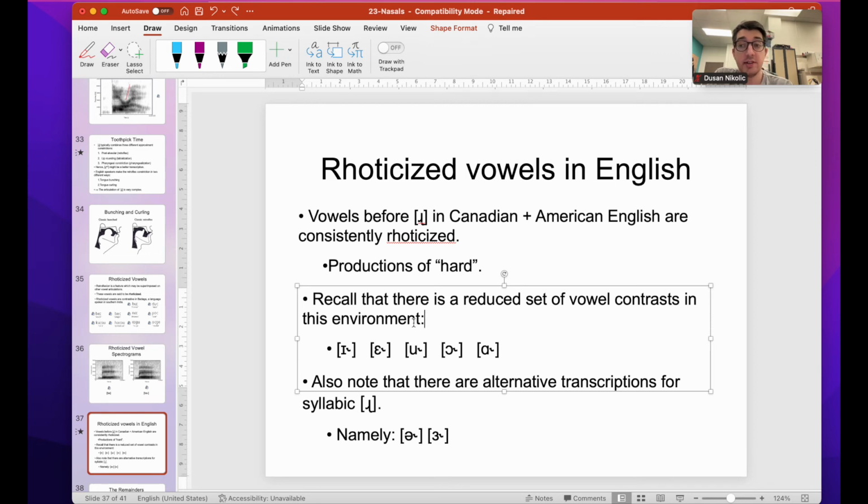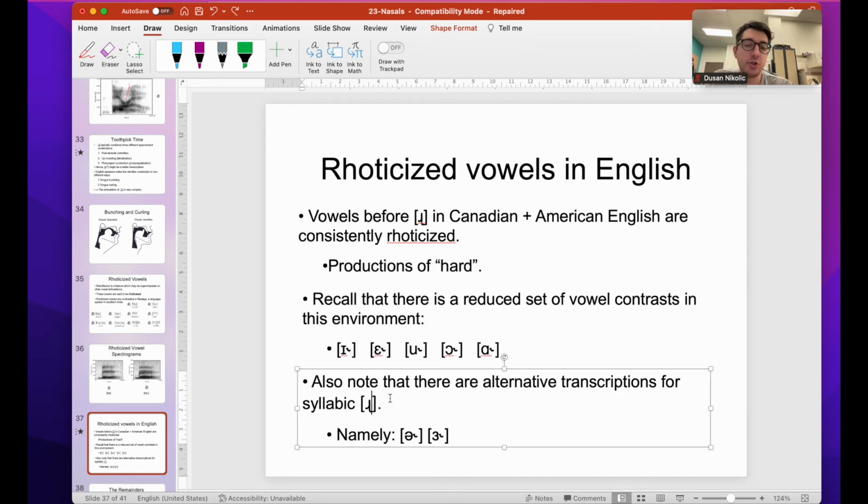Recall there is a reduced set of vowel contrasts in this environment, such as "ear," "air," or "r." Not every vowel can be rhoticized. I mean, in theory maybe, but there is a reduced set of vowel contrasts in this environment. And also note that there are alternative transcriptions for syllabic R, such as these two, for example, as in "bird," right, as in English "bird" and "herd," for example.